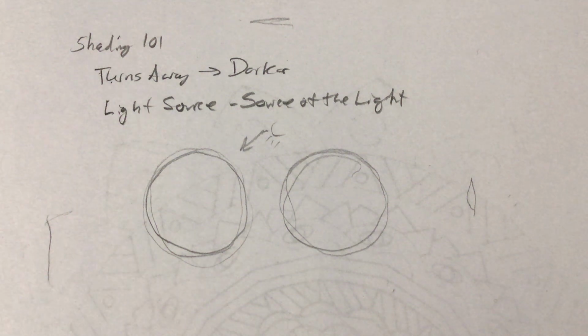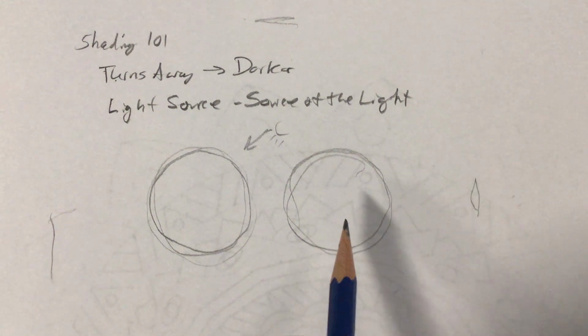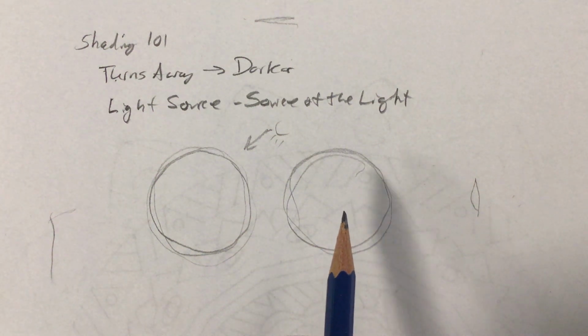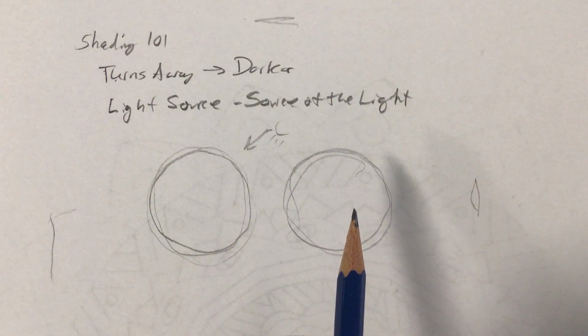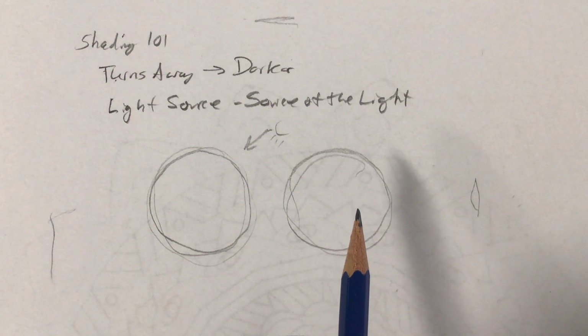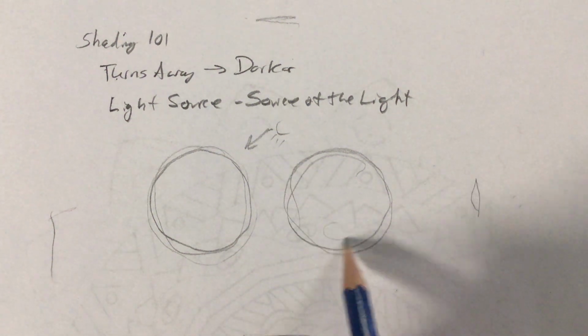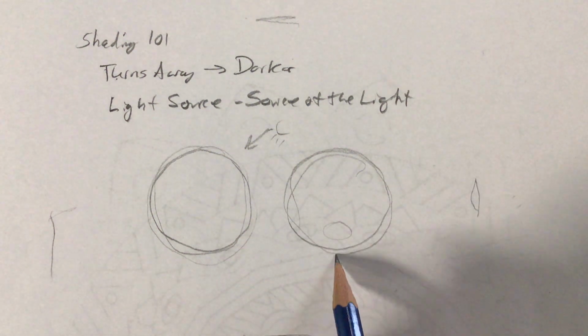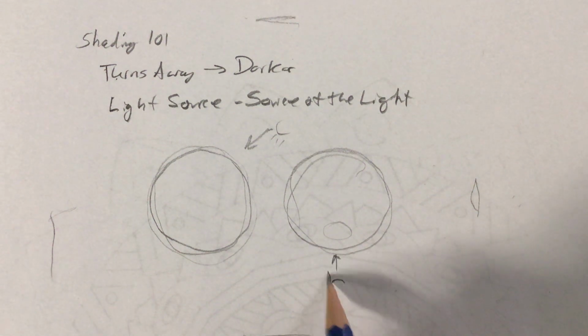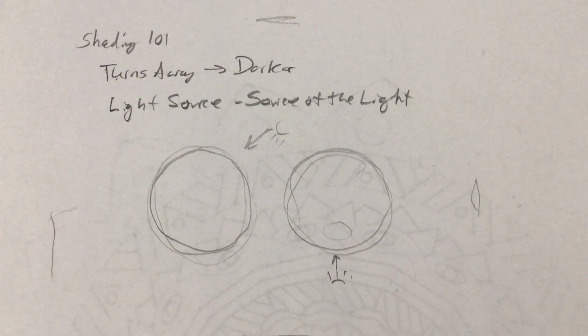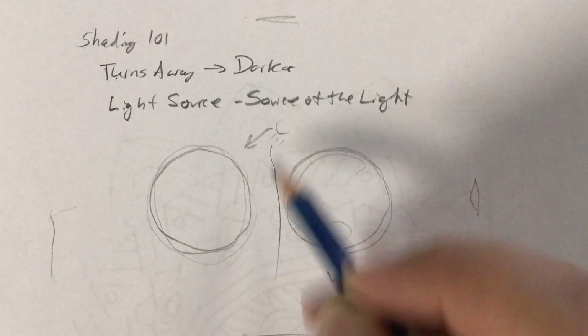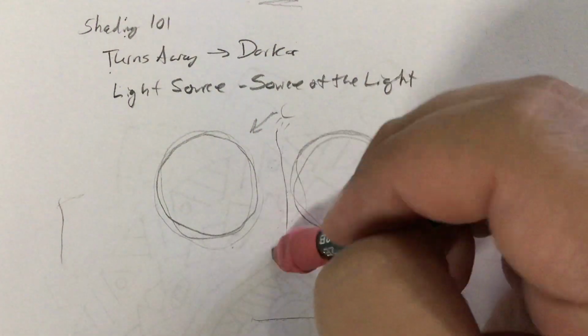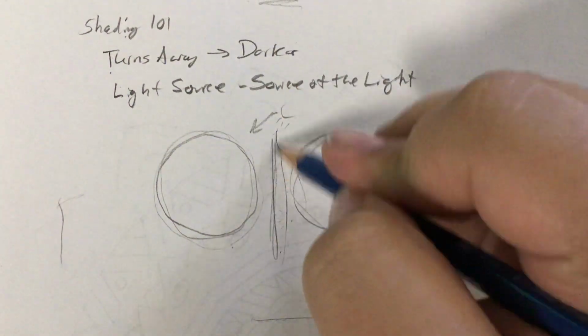Okay. Megan, where should we put this light source for this object? Bottom middle, so like here. Okay, so we're going to do this. So what we're going to do is pretend that there's a wall in between these.